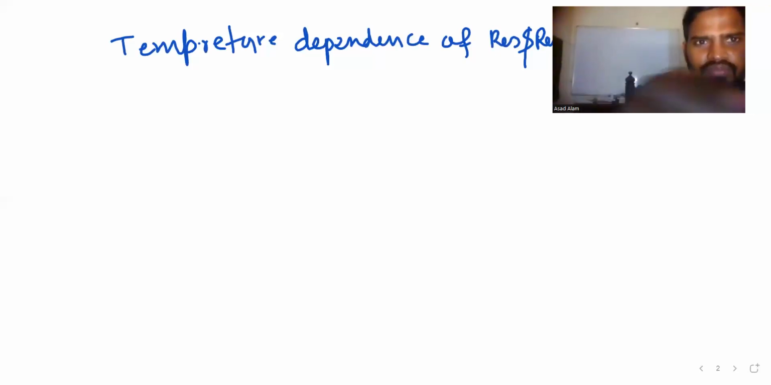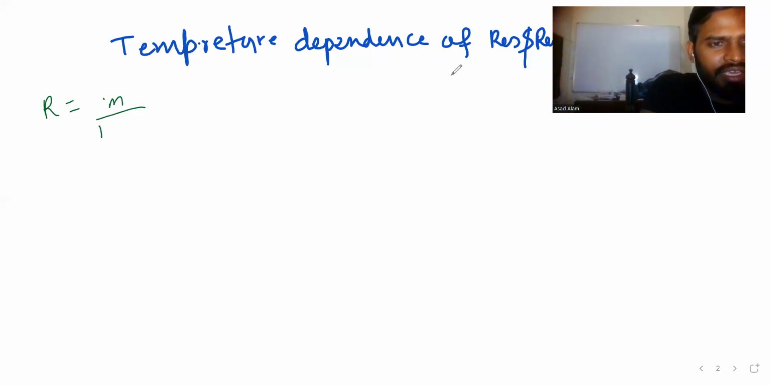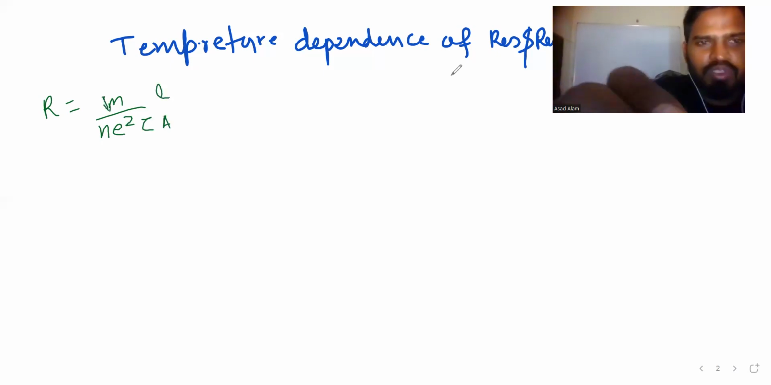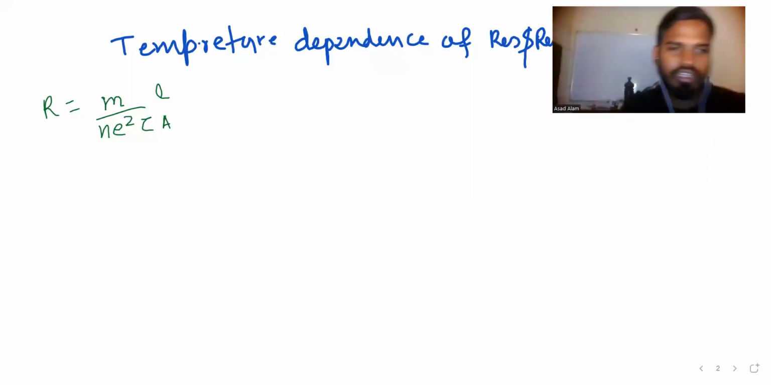So the first thing, if you see here, that we are going to see here, what? R resistance formula. R is equal to M by N E square tau into area into L. Guys, here M is what here? Mass of electron. Tau is what here? Relaxation time. Area is what? Cross section area of the conductor. L is what? Length of the conductor.